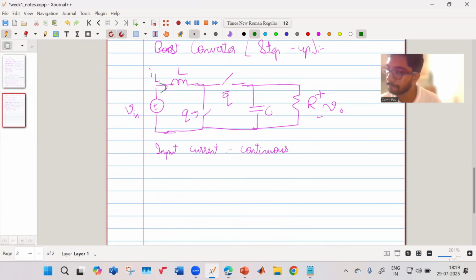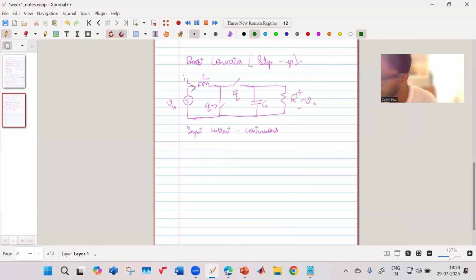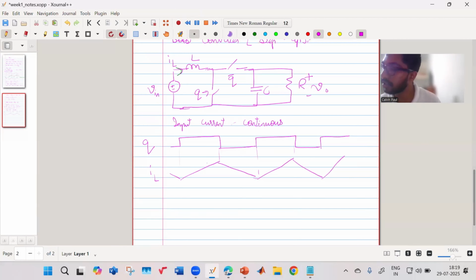Okay. Similarly, let me draw some operating waveforms for a boost converter. I think I should make it like this so that it is visible. Let us say this is my gate signal Q. Your inductor current will look like this. It will go like this, fall, go like this, fall, again rise. So it is like a periodic waveform. It will have a rise, fall, rise, fall.